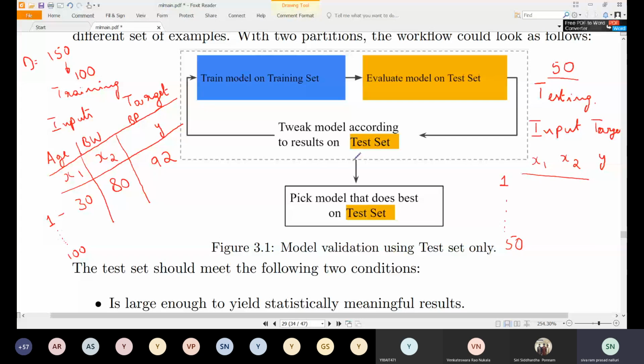I mean there should not be any common examples between testing and training. In set theory, what we do is there should not be any overlap. And if the training set is A and the test set is B, A intersection B should be 0. Okay, that is one thing you should remember.